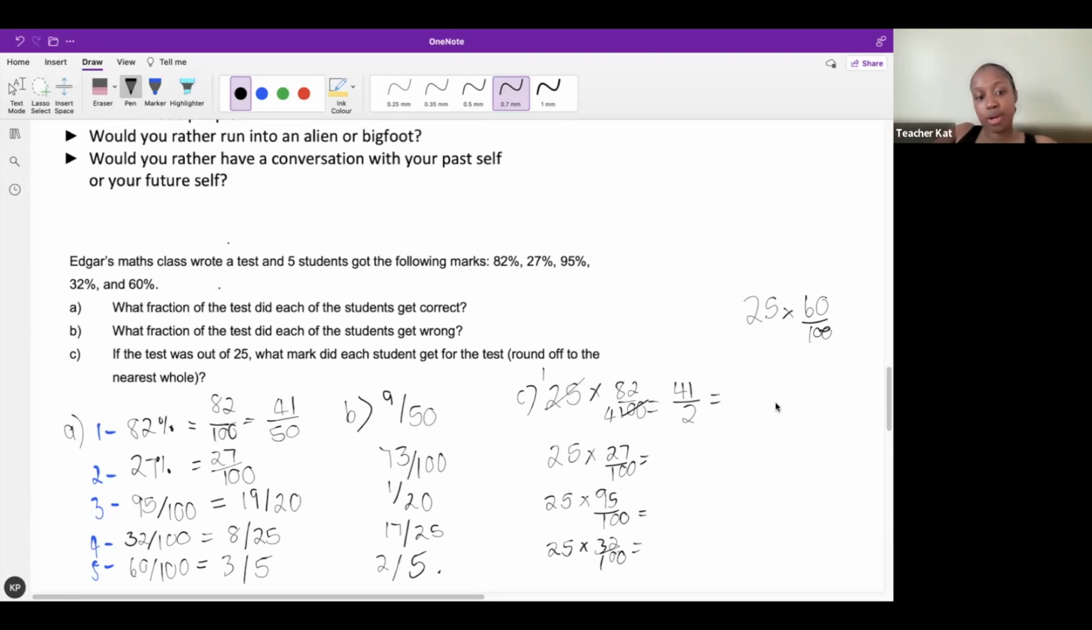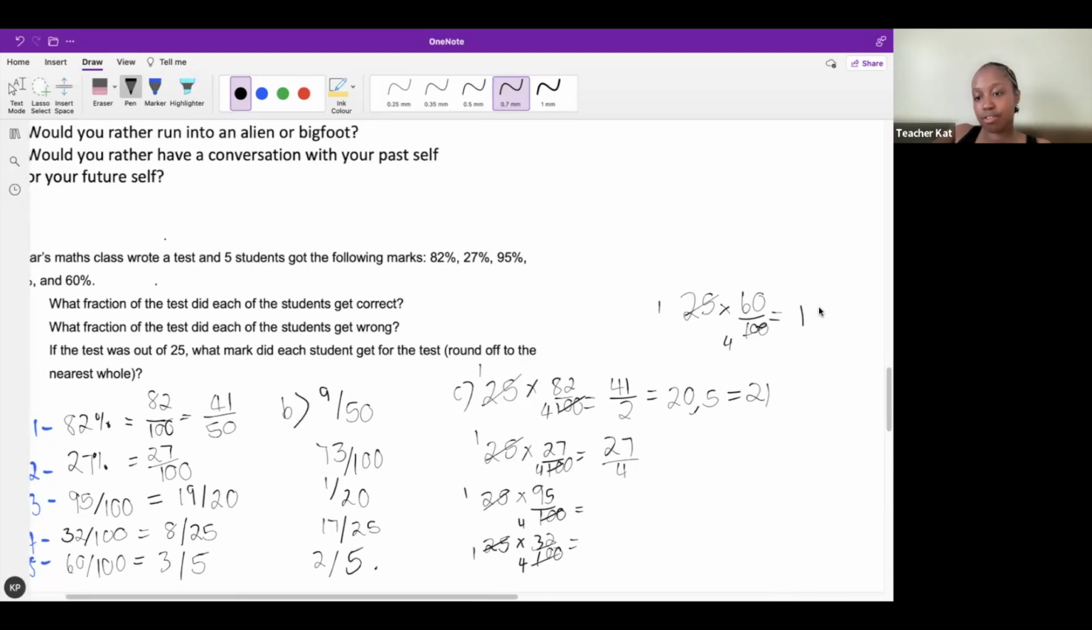Okay, 41 over 2 means you get what? 20 comma 5, but it says round off to the nearest whole, so they got 21. And for my next one, it's the same thing, 1 and 4. That means 27 over 4. The reason I'm rushing, guys, is because we're out of time, technically. 1, 4, and 1, 4.